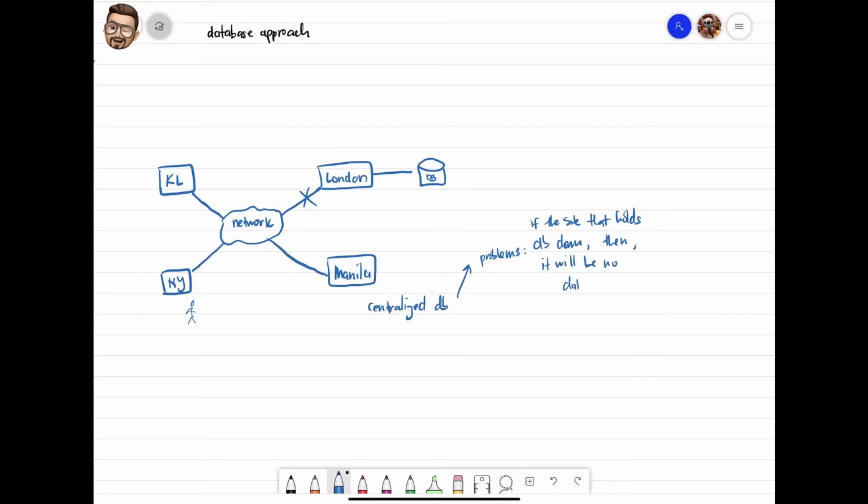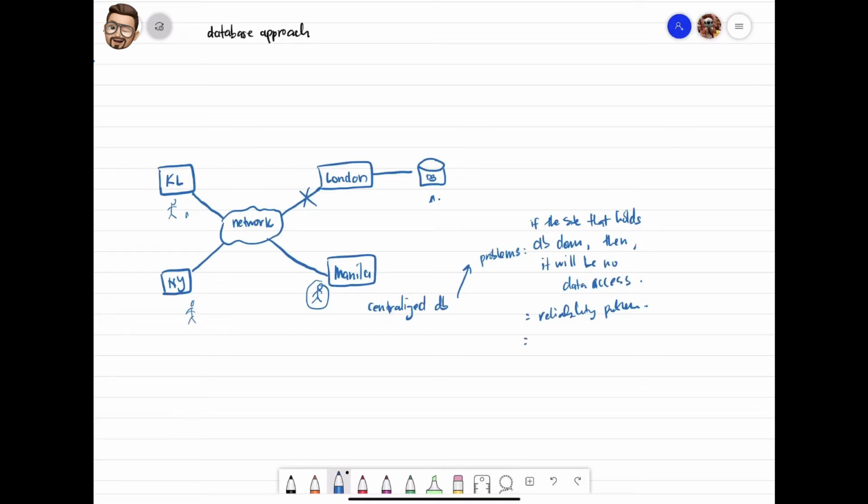Why? If the site goes down, then people in New York, KL, and Manila cannot access the database at all, so no work can be done, because you need data from the database to operate your business. Other than that, there are reliability problems. If a user is using data A, then if you want to use A, you have to wait for the people in Manila to finish first.